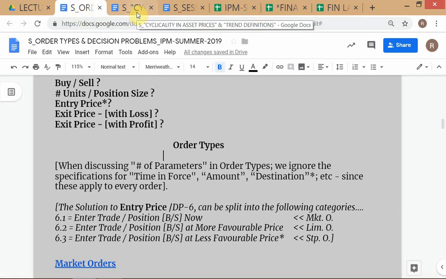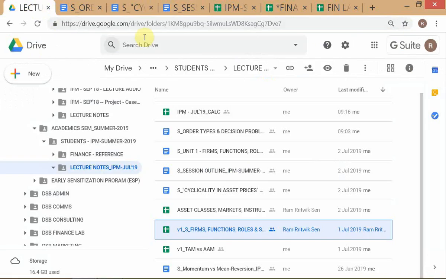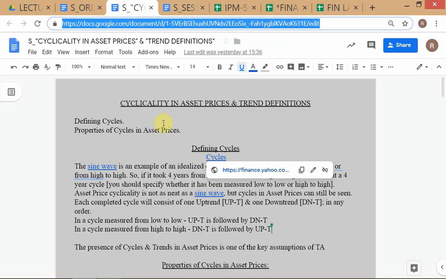We can keep this. Okay, so this is the note that I'm going to link to. This note is already in your lecture notes, okay? Cyclicality in asset prices. Cyclicality is another big word, but it's very simple. All it means is the phenomenon of exhibiting cycles, okay?